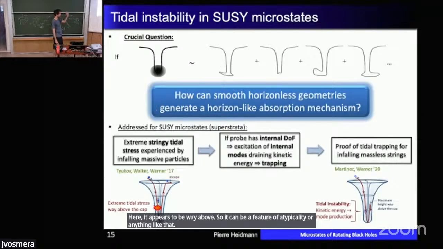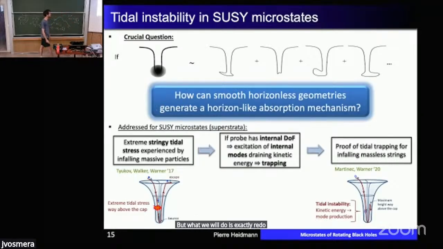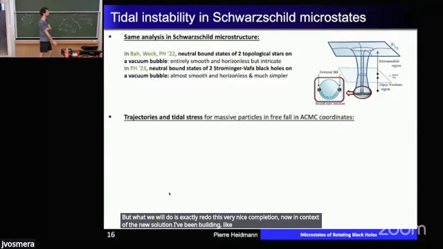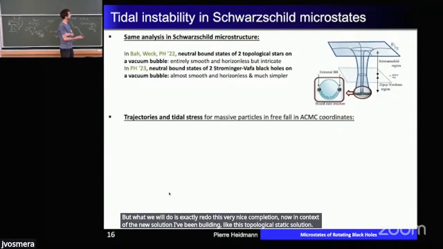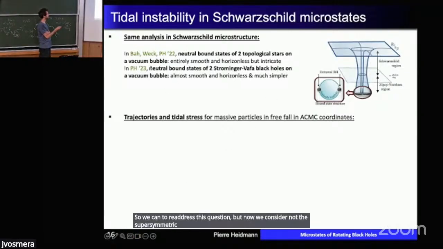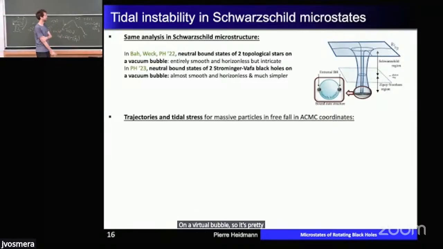But what we will do is exactly redo this very nice computation, and now in the context of the new solution I've been building, like this topological static solution. So we can readdress this question, but now we consider not the supersymmetric microstate, but a non-supersymmetric microstate, which is actually like Schwarzschild, so it's entirely neutral. So it's a neutral bound state of two topological stars on a vacuum bubble. So it's fully smooth. There is a cap replacing the Schwarzschild horizon.